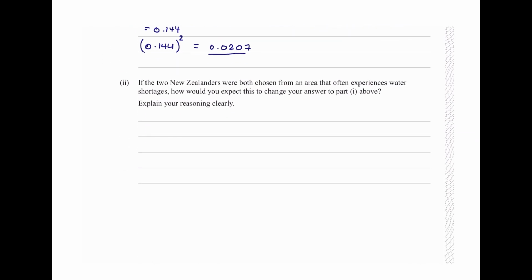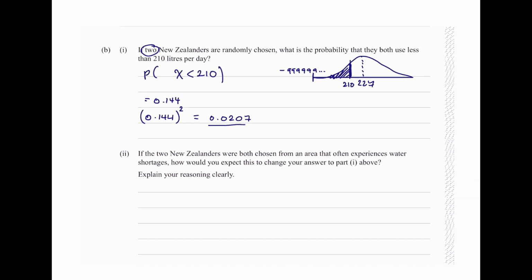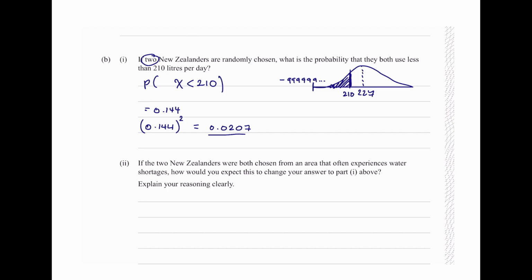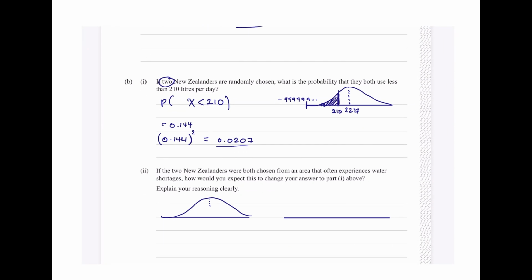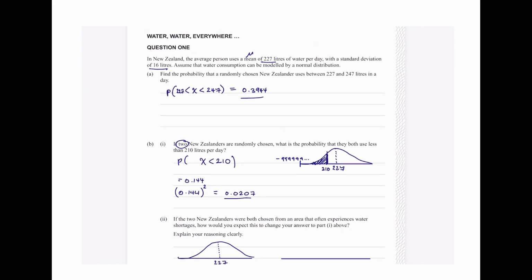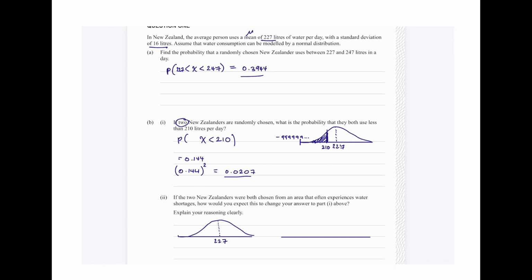Okay, part 2. If the two New Zealanders were both chosen from an area that often experiences water shortages, how would you expect this to change your answer to part 1 above? So I guess the easiest way to do this is let's draw out two normal distributions. The first one is the one that we currently have, right? And we have a mean of 227, and our standard deviation is 16, right?